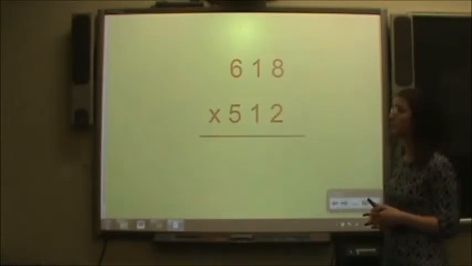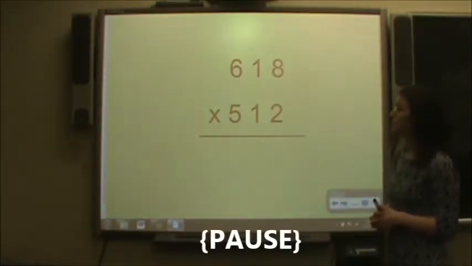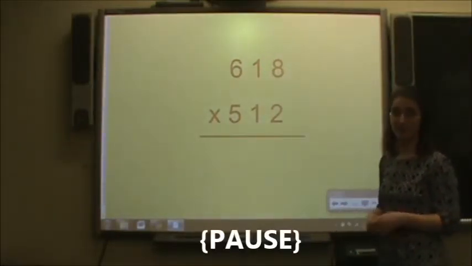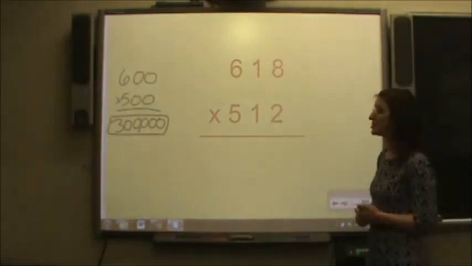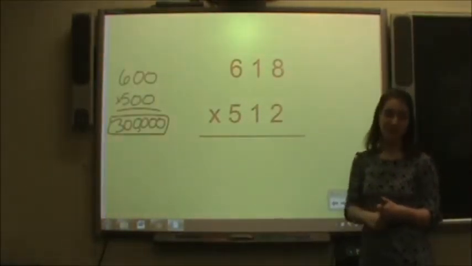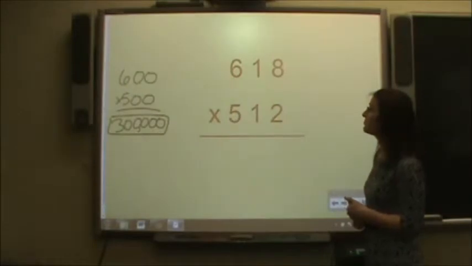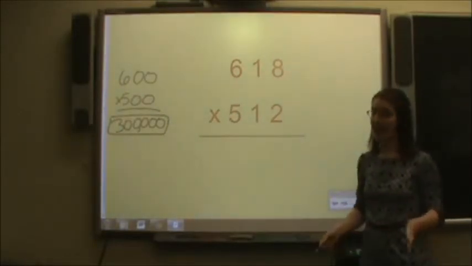But I will walk you through them, no worries. We're going to start with our ballpark estimate, so pause the video and make your estimate. My estimate is 300,000 because I did 600 times 500. And now I'm going to start the same way I have been starting.